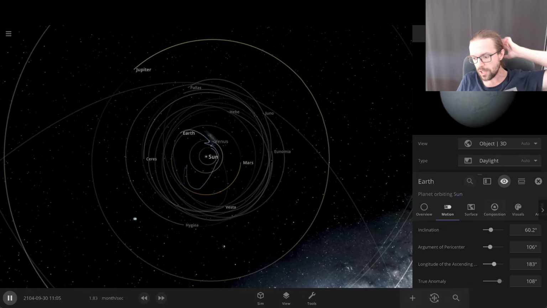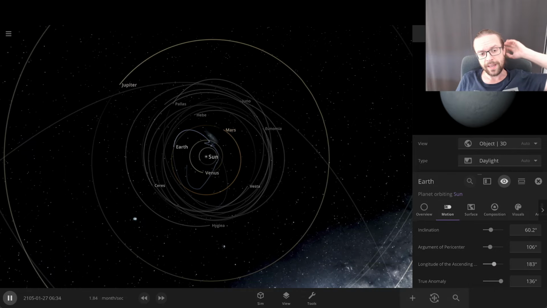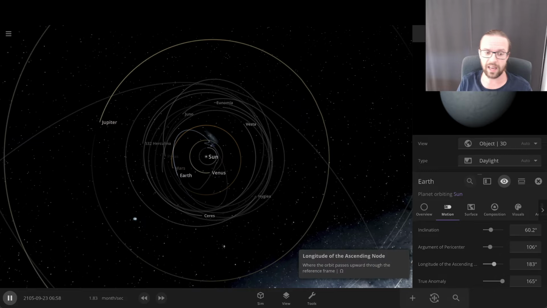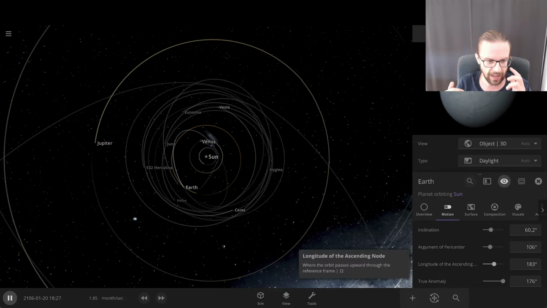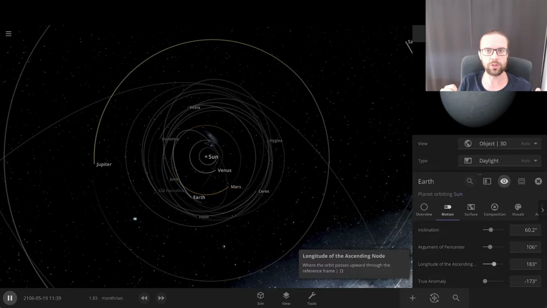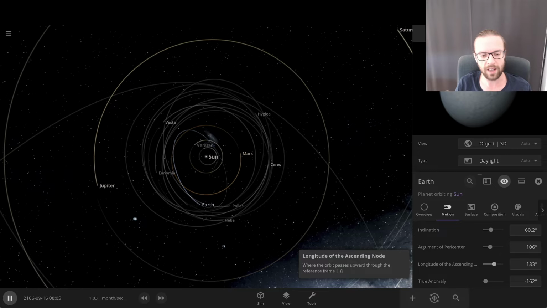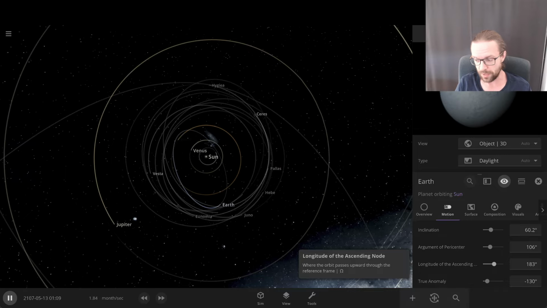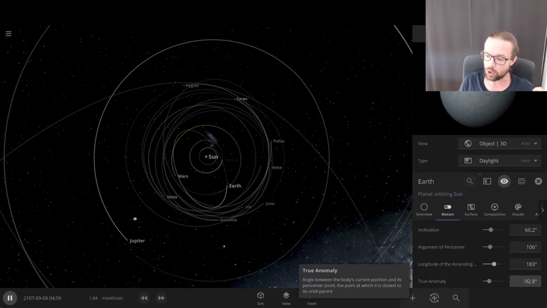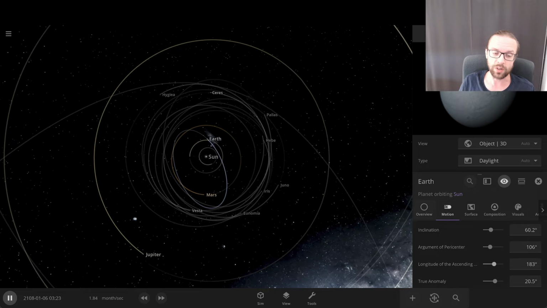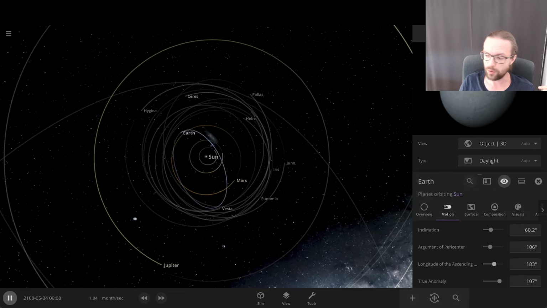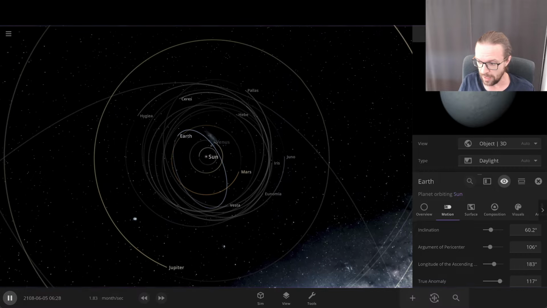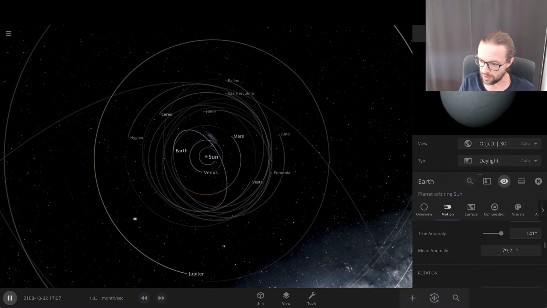The last one, the true anomaly, is not really important for the orbit itself. The true anomaly is an angle that gives us, for a certain date and time, the position of our home planet on this orbit. This is also the reason why the true anomaly is changing all the time, because Earth is revolving, and if I freeze the time, the true anomaly will stop as well. Now these are all the orbital elements.